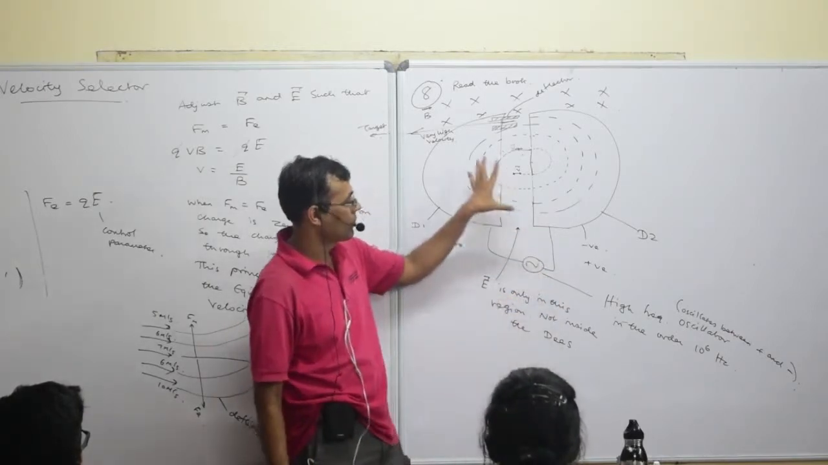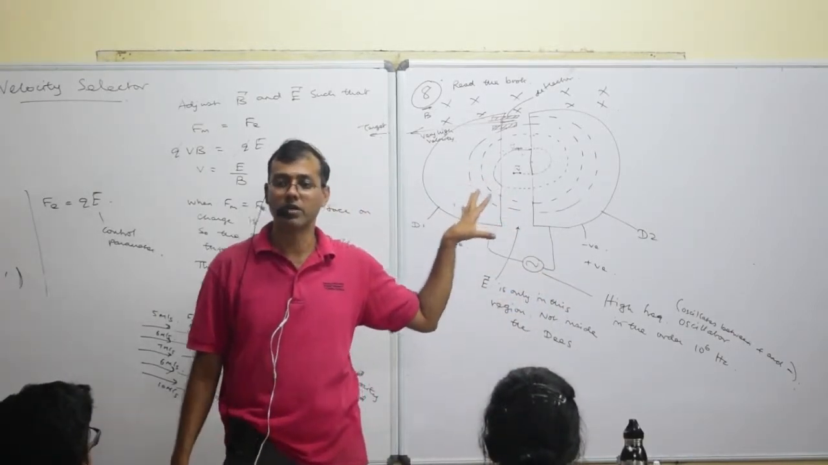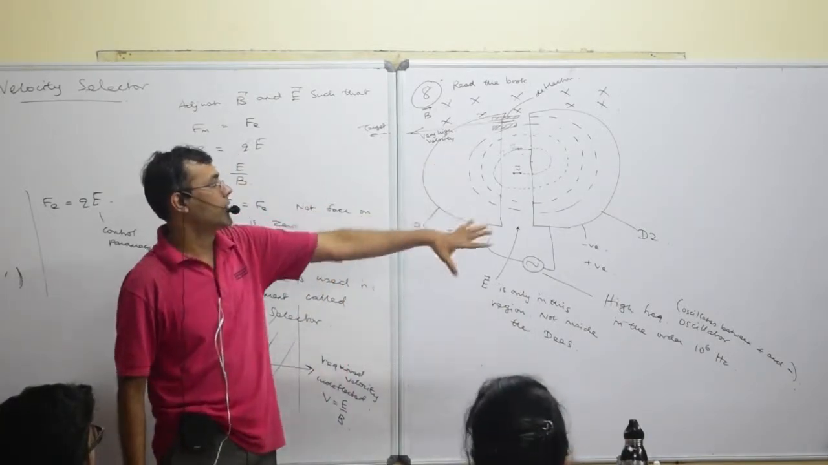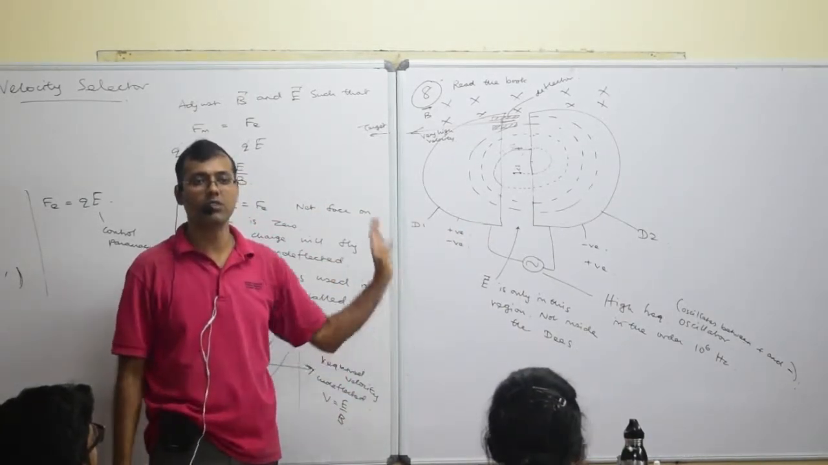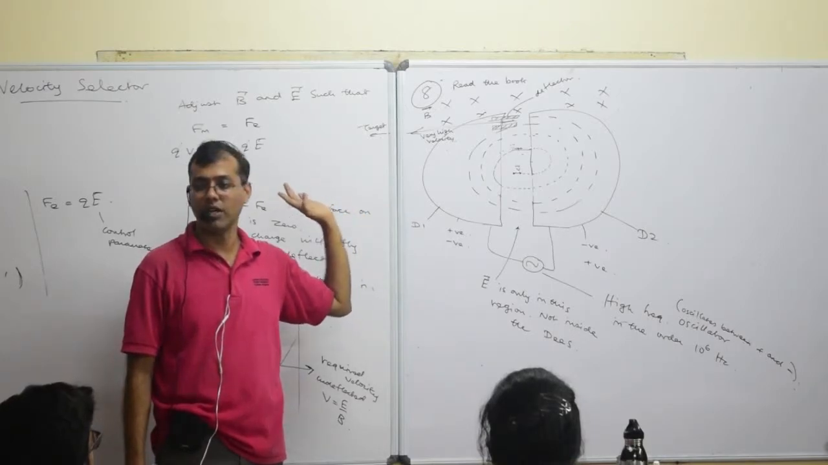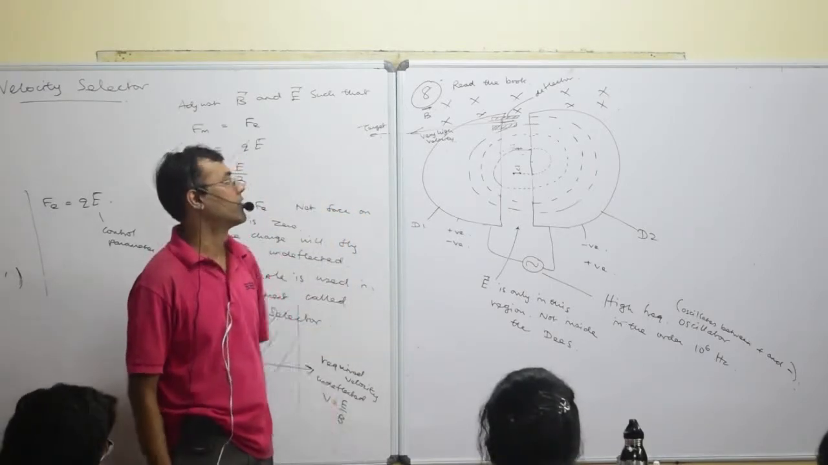So right now we are talking only about the construction and working. The mathematical part we are going to do later. The mathematical part is very easy because it's very similar to what we already did in the previous class.